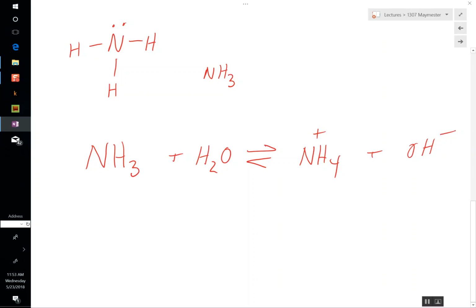How does it do that? It takes a hydrogen off of the water, forms this ion. And what's it do? It renders the solution basic, because the other half of the water molecule is floating around as a hydroxyl, which is a base. It's a weak base.